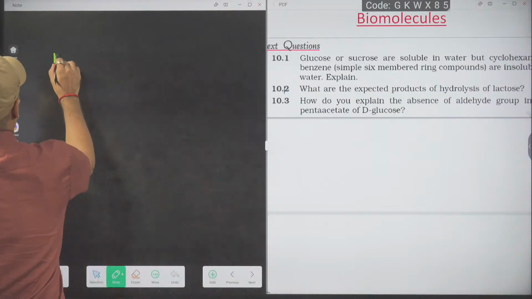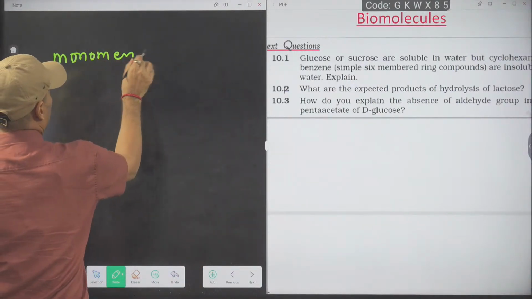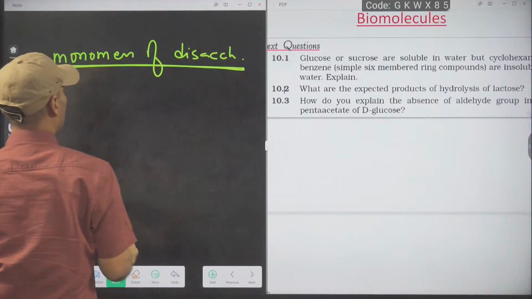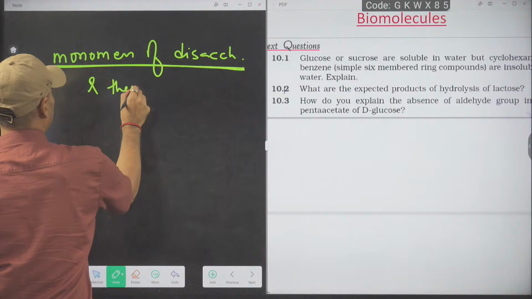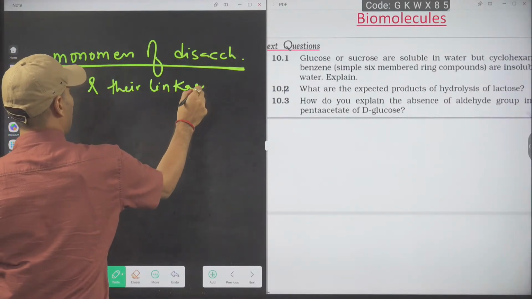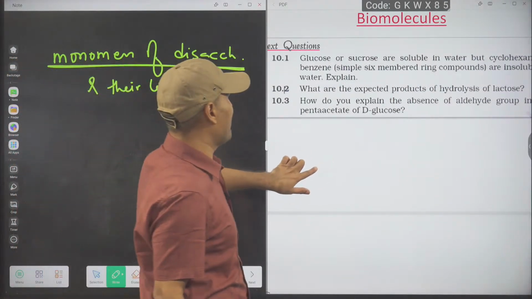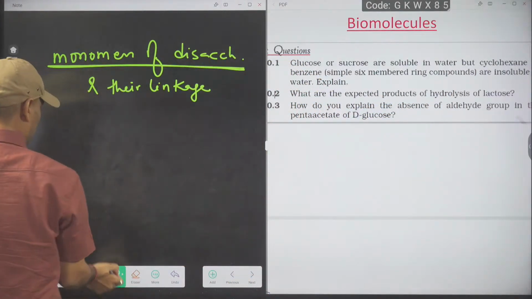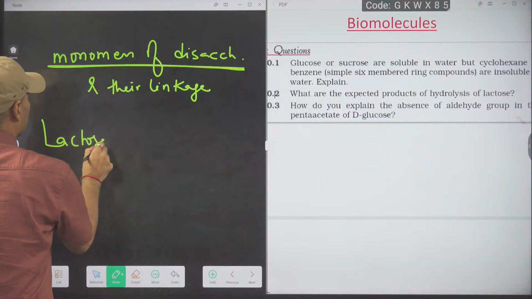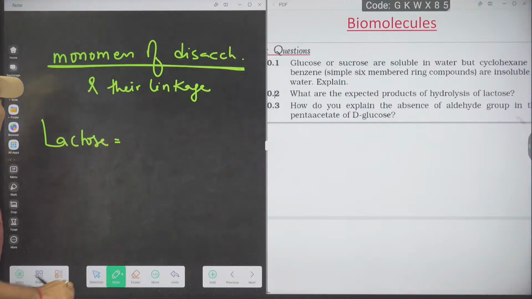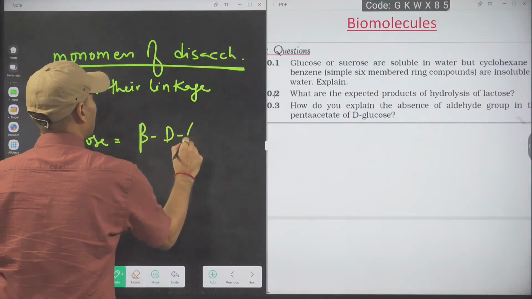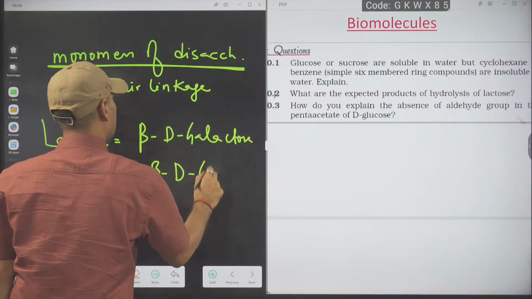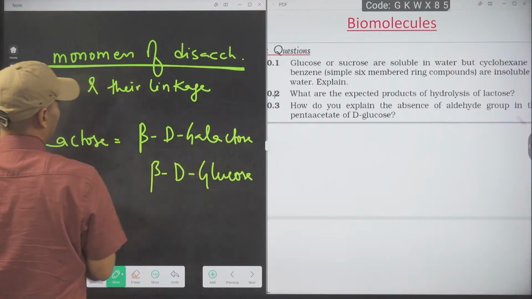Second part, you should know all the monomers of disaccharides, and their linkage. Like see, they have asked here, what are the expected products of hydrolysis of lactose? Now you know lactose is a disaccharide. It is a disaccharide of what? Beta D galactose and beta D glucose, with 1,4 linkage.